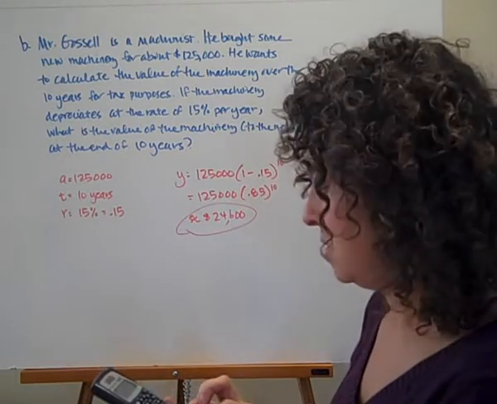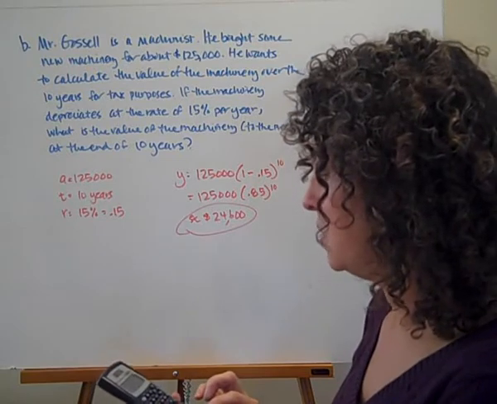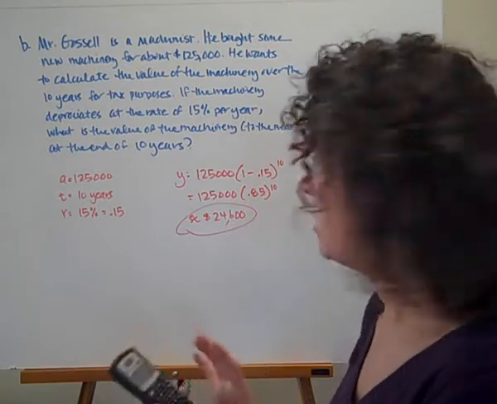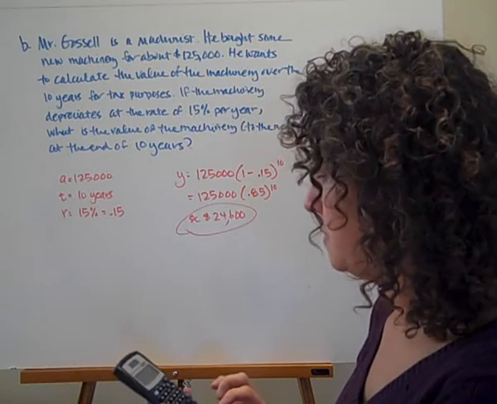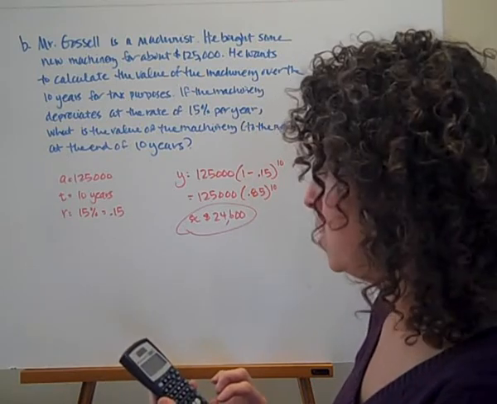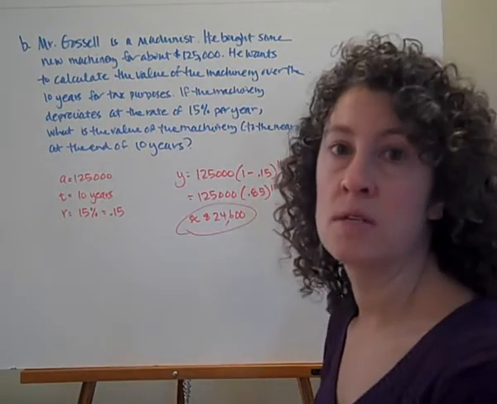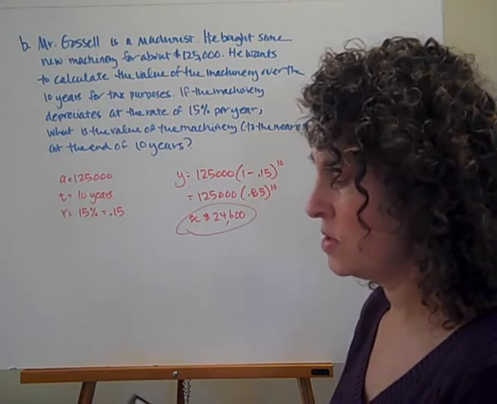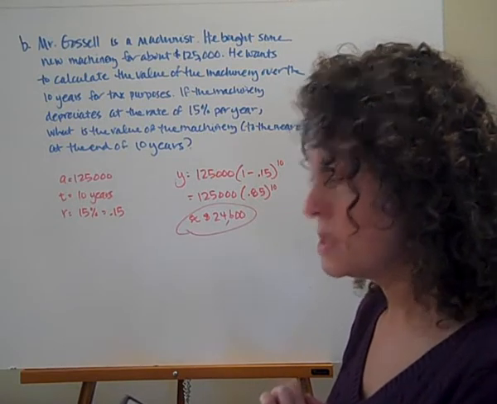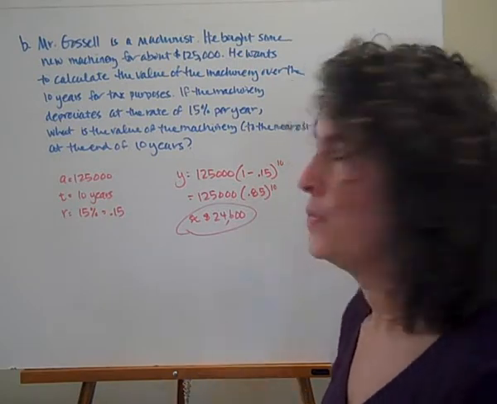I'm going to take a second here and double check my math here. 0.85 to the 10th power. I'm going to leave that on my calculator, and then I'm going to do times 125,000 and 24,600. I got about 609, but they said to round to the nearest hundred. So that's what I did. I got 24,609.30054 is what my calculator says. So if that's what you got, you're looking good.